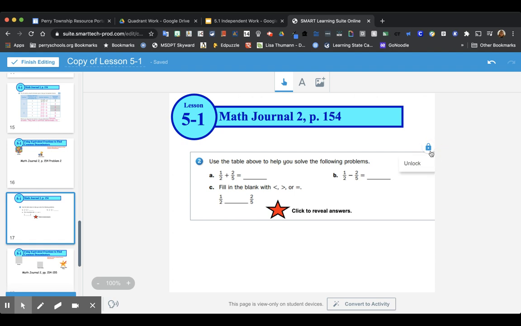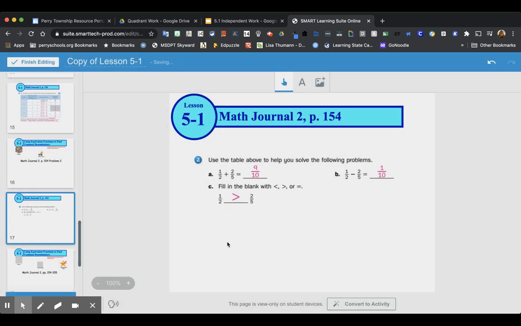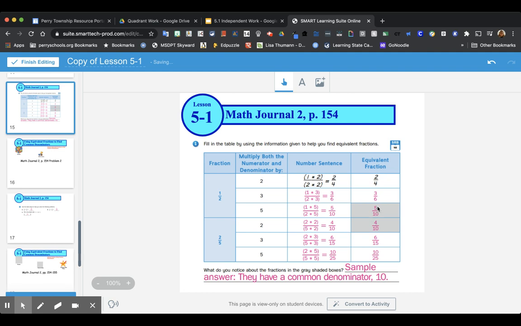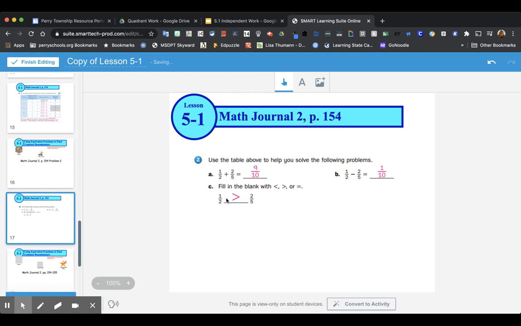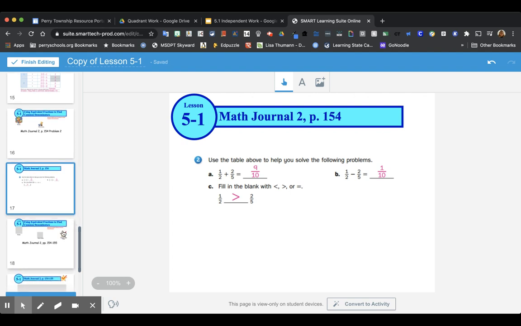By now you should have solved A, B, and C. Let's check them out together. 1/2 plus 2/5 does equal 9/10. You'll see that common denominator of 10. And 1/2 minus 2/5 is 1/10. And again, that common denominator of 10. When we're figuring out, we see that we're taking 5/10 plus 4/10 or 5/10 minus 4/10. And we can see that 1/2 is greater than 2/5 because 5/10 is greater than 4/10.